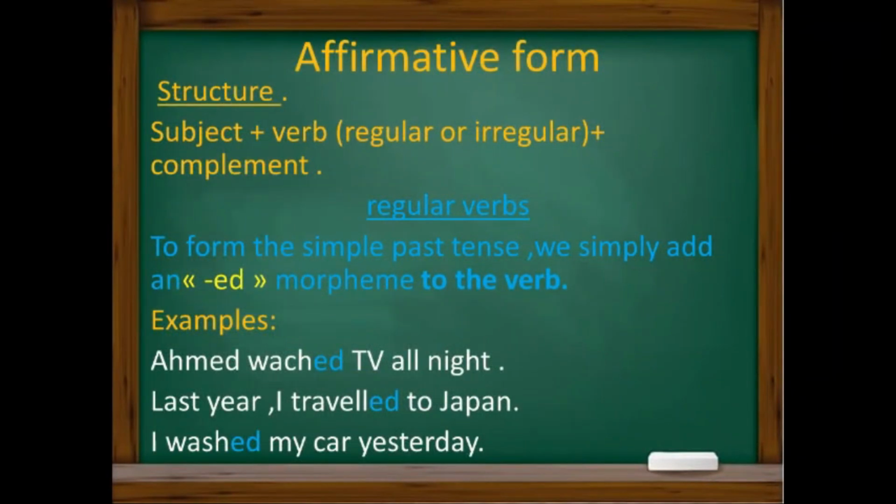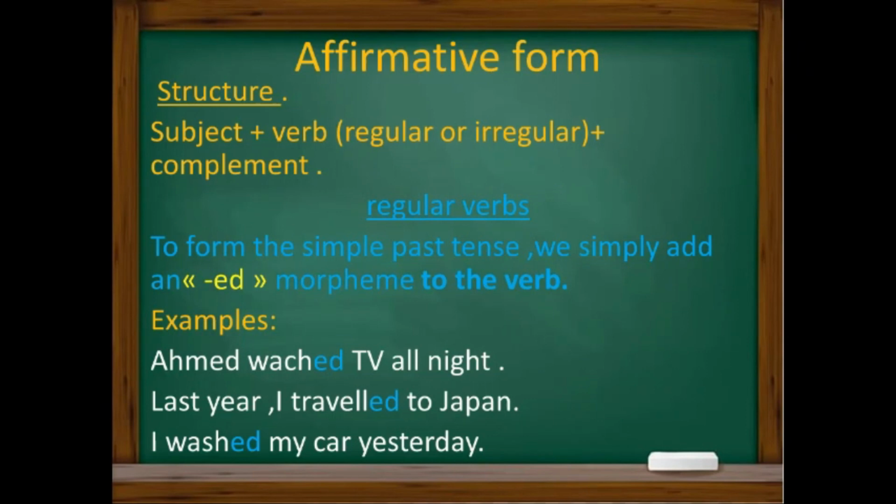So, how do we construct the affirmative form of simple past tense? It's a piece of cake. Just take a look at the structure. Subject plus verb, which might be regular or irregular, plus complements. For regular verbs, to form the simple past tense, we simply add an ed morpheme to the verb. Here are some examples. Ahmed watched TV all night.